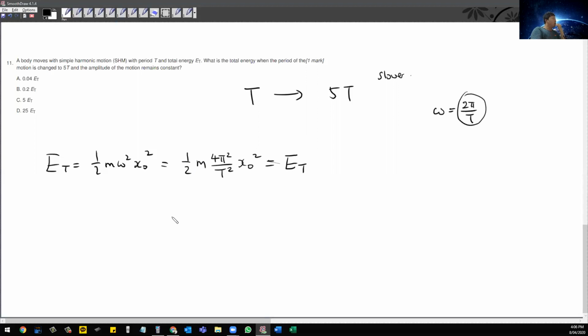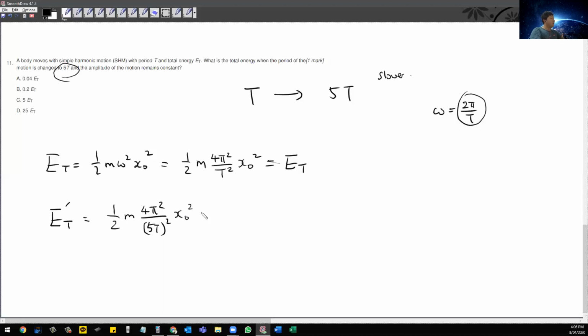Now, what is our new energy? So E T dash, I'm going to call that the new energy. And this will be half m 4 pi squared over 5t squared, isn't it? The new period is 5t now. So substitute all that in here. And the amplitude of the motion remains constant. So not everything is changing. The only change is that one, okay?